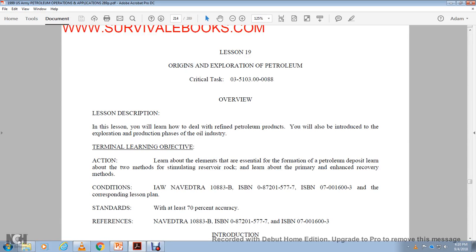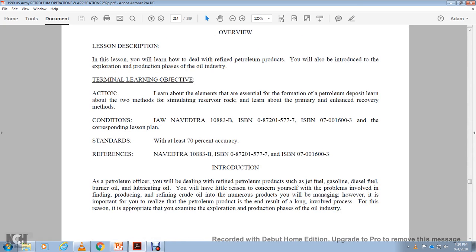Alright, lesson 19, origins and exploration of petroleum. Introduction. Petroleum methods will deal with refined petroleum products, such as jet fuel, gasoline, diesel fuel, burner oil, and lubricating oil. You will have to have a real reason for concerning yourself with the problems involved with finding, producing, and refining crude oil, and the numerous products that will be made.